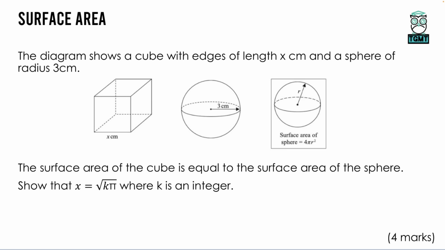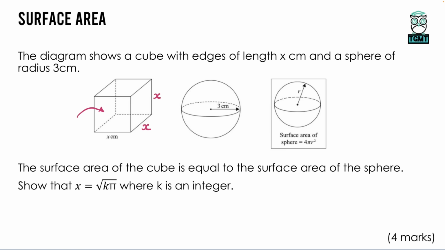So to start with, we want to find the surface area of both of these shapes. Now the cube we can only find in terms of x. So to find the surface area of this cube, we want to first find the area of one of the surfaces, not forgetting that each of the lengths are x. As it's a cube, they're all the same length.